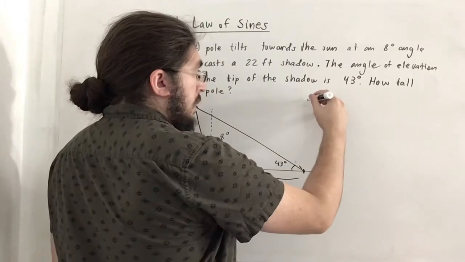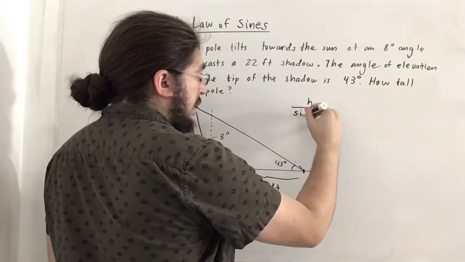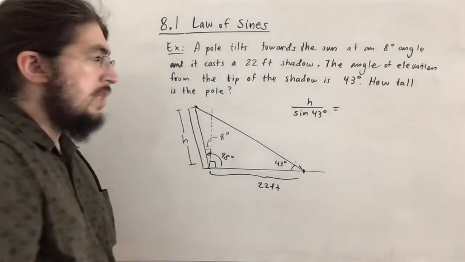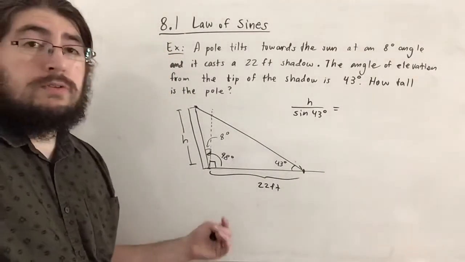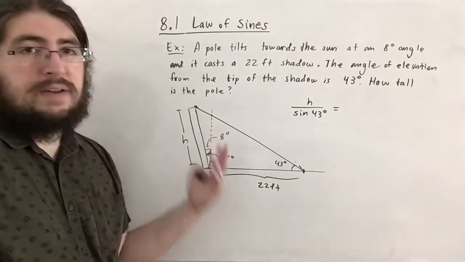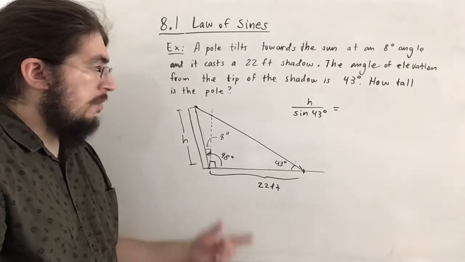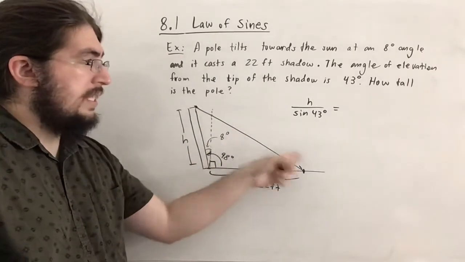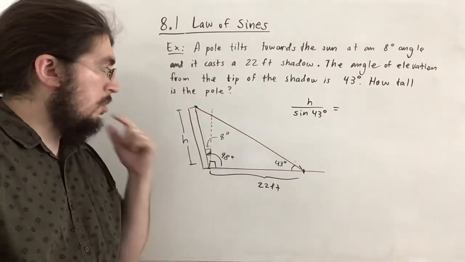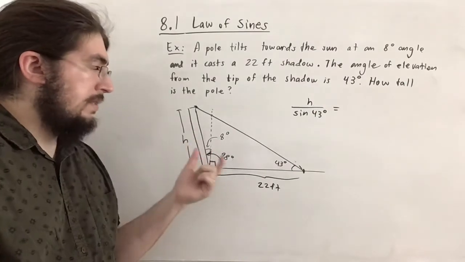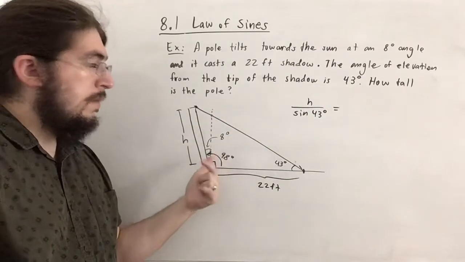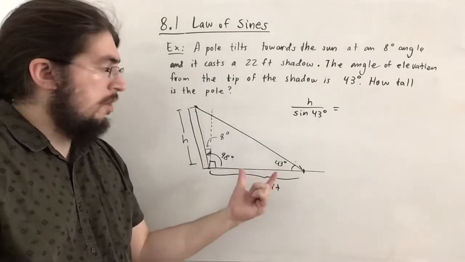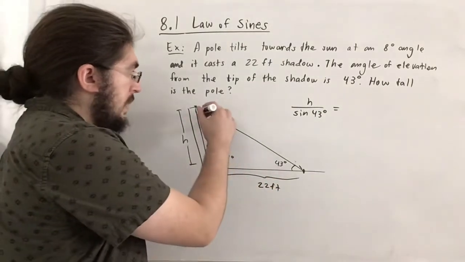So let me just write that we're going to have h over sine of the angle opposite of h, which is 43 degrees. Set that equal to another side length over sine of the angle that it's opposite of. Now, the only side length we know is 22. Now, we actually can't find this length unless we knew something else, because this length is unknown, but this angle is. Which is kind of funny, because here it seems like, oh, we have this length known, but we don't have this angle opposite it known.